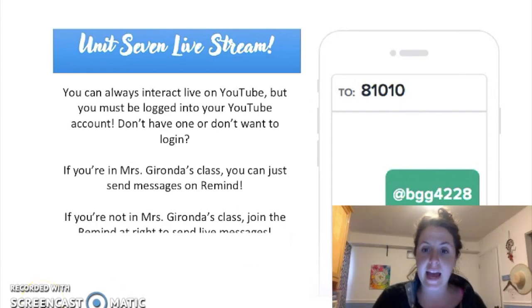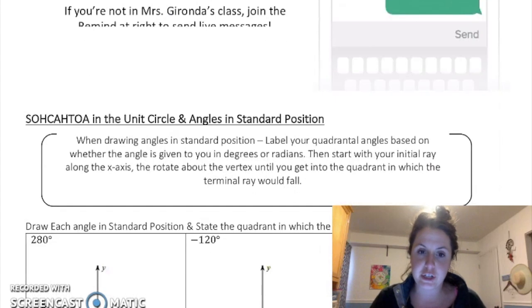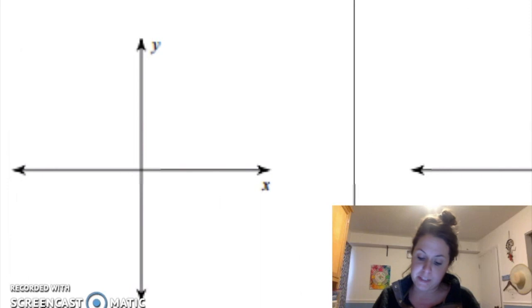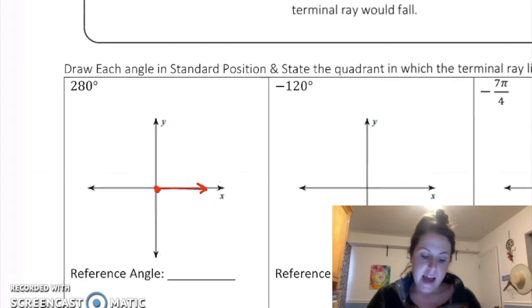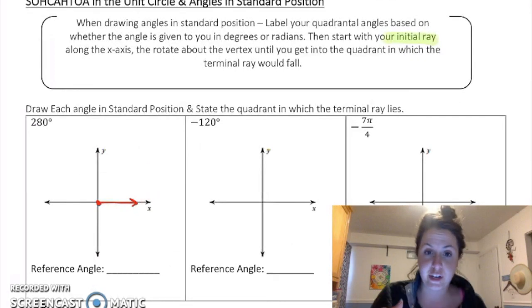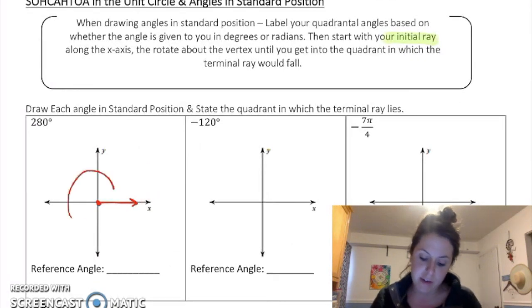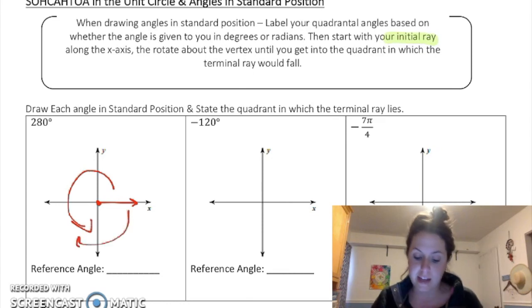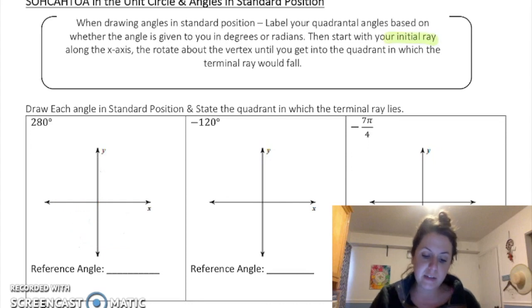So we're going to start by looking at angles that are drawn in standard position. The idea when we draw angles in standard position is that, first of all, we know where the initial ray is. Typically in standard position, that means that it is going along the positive x-axis. And then we have a defined direction of rotation. If we are going counterclockwise, that's a positive rotation. If we are going clockwise, that is a negative rotation.